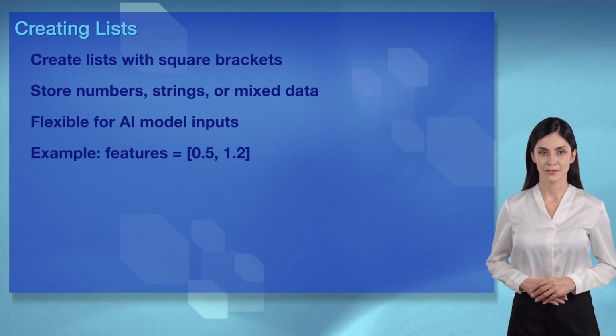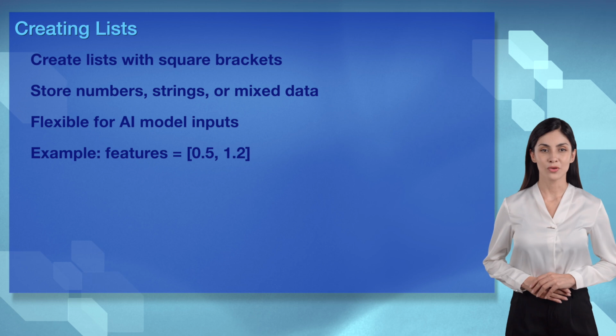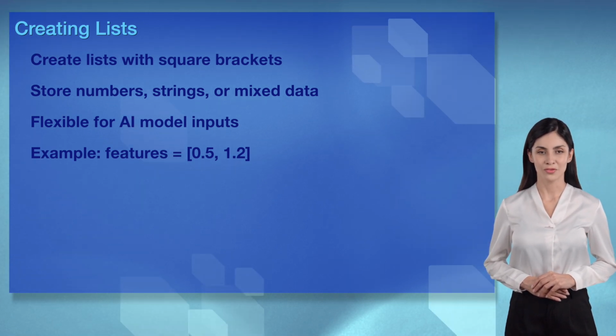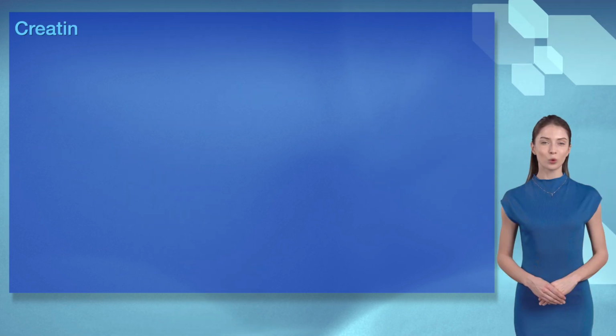Great point, Olivia. Lists are flexible, so you can add or change items as your AI project grows. Save your list in a .py file or try it in the Python shell. We'll show you how in the demos. Let's start organizing data, wizards. Lists are so simple.